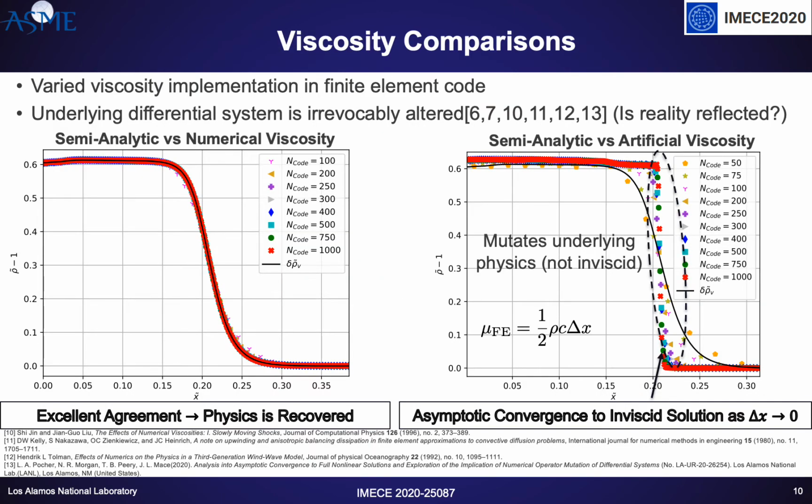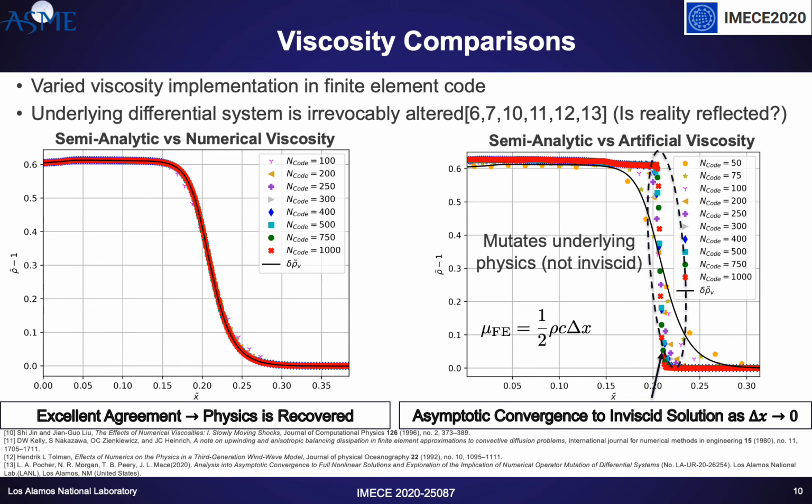So what's a direct comparison of how numerical operators really mutate underlying physics? Well, we can show a comparison between our physical dissipative viscosity and two viscous effects in a finite element code: numerical viscosity implemented via Cauchy stress tensor and von Neumann artificial viscosity. Note the excellent agreement between the semi-analytic physical dissipative viscosity and numerical viscosity.